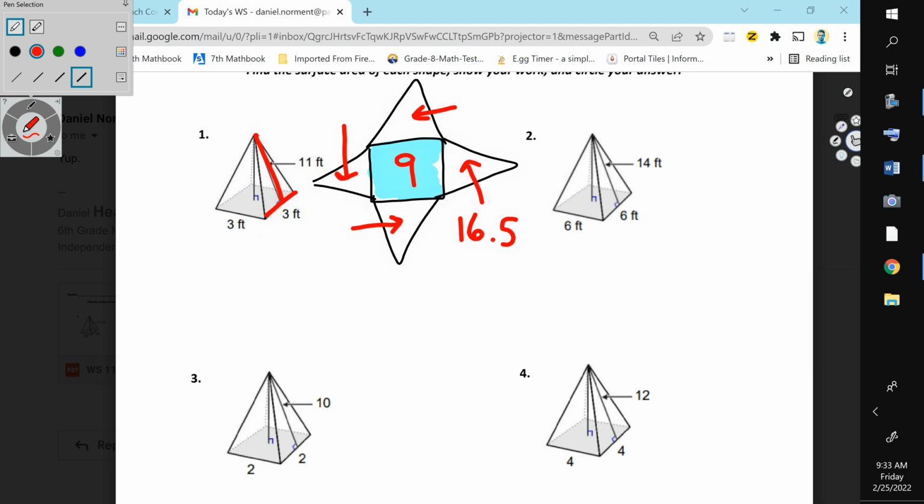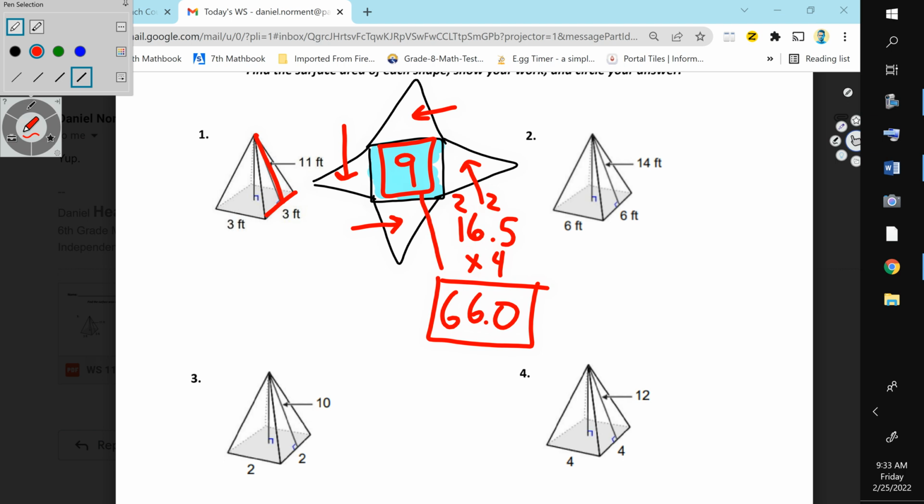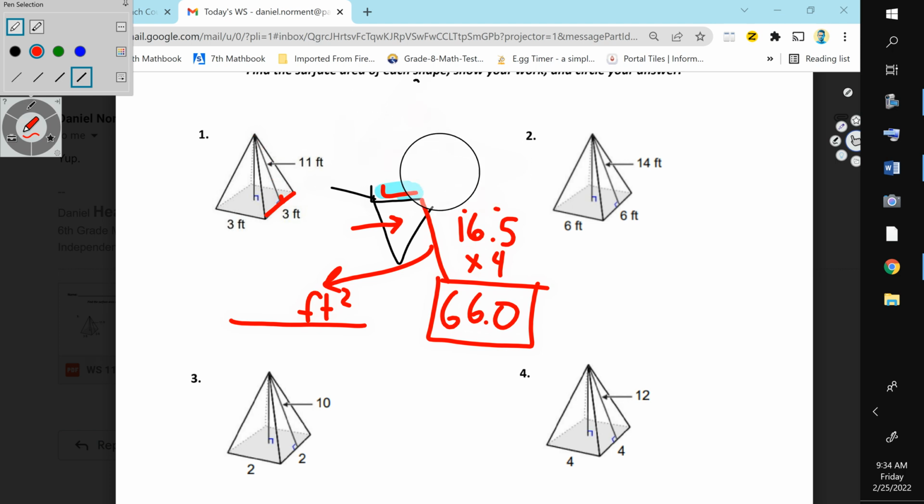So to find the area of those, I'm just going to multiply times 4. 6 times 4 is 24, 25, 26. 4 times 1 is 4 plus 2 is 6, and then bring down the decimal, and I get 66. And then I'm going to take this number and just add them together. Take those two numbers, add them together, and you're going to get your answer in feet squared. Okay? So you can pause it and do the work, and then move on to number 2 when you're ready.